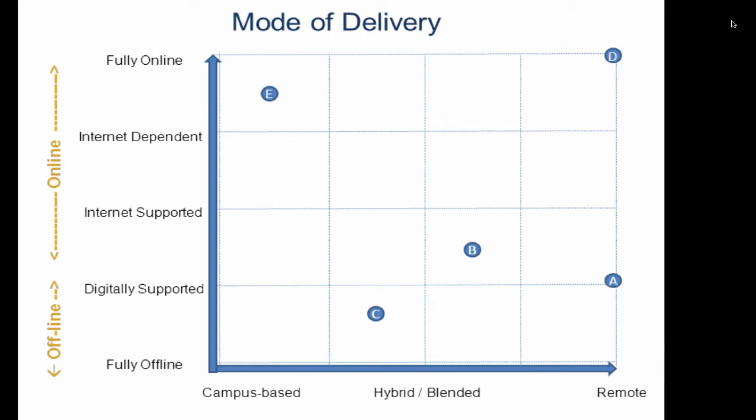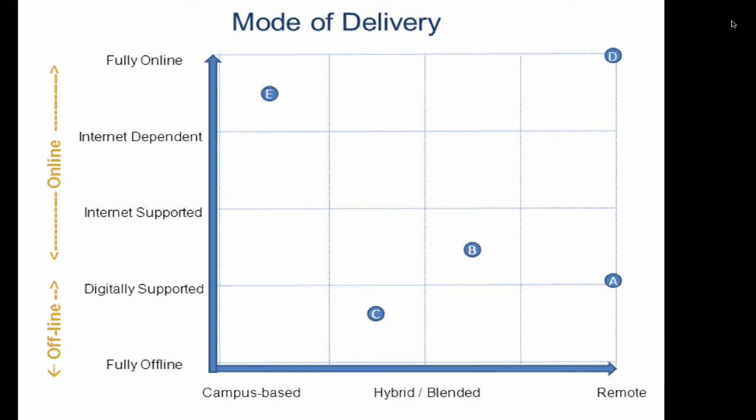And what we land up then is a grid. We have a horizontal axis that represents what we're now saying is campus-based, hybrid or blended, or remote. And we have a vertical axis representing that second ICT dimension, moving from fully offline or digitally supported, through to our various stages of online.